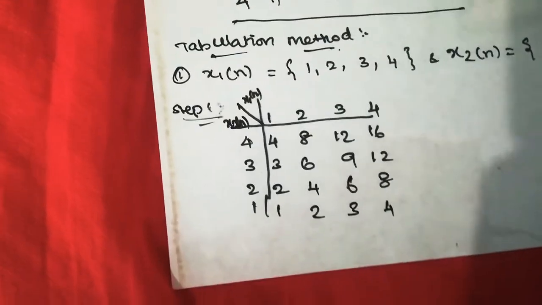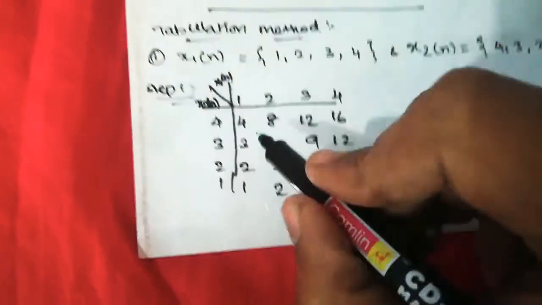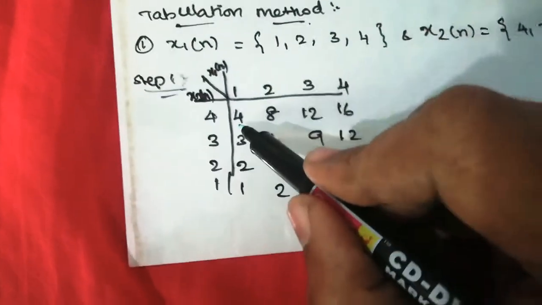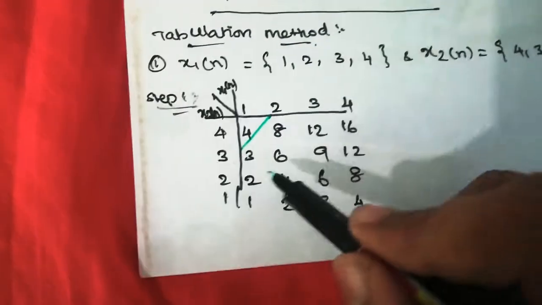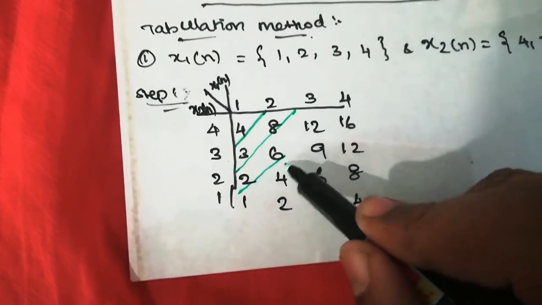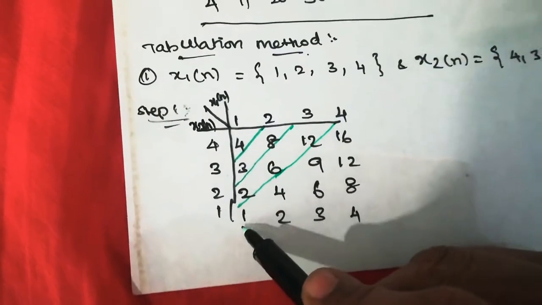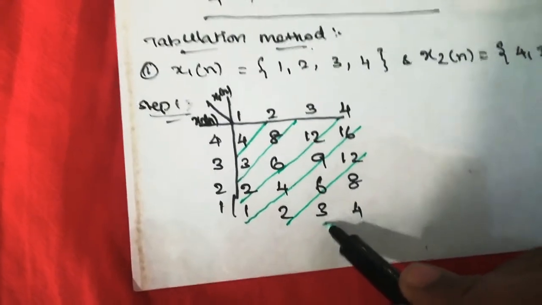So the next step will be, draw the diagonal lines here. Okay, draw the diagonal lines here, but you should be very careful in drawing these diagonal lines. So first line, next second diagonal line, next third diagonal line, next fourth one, fifth one, next sixth one.